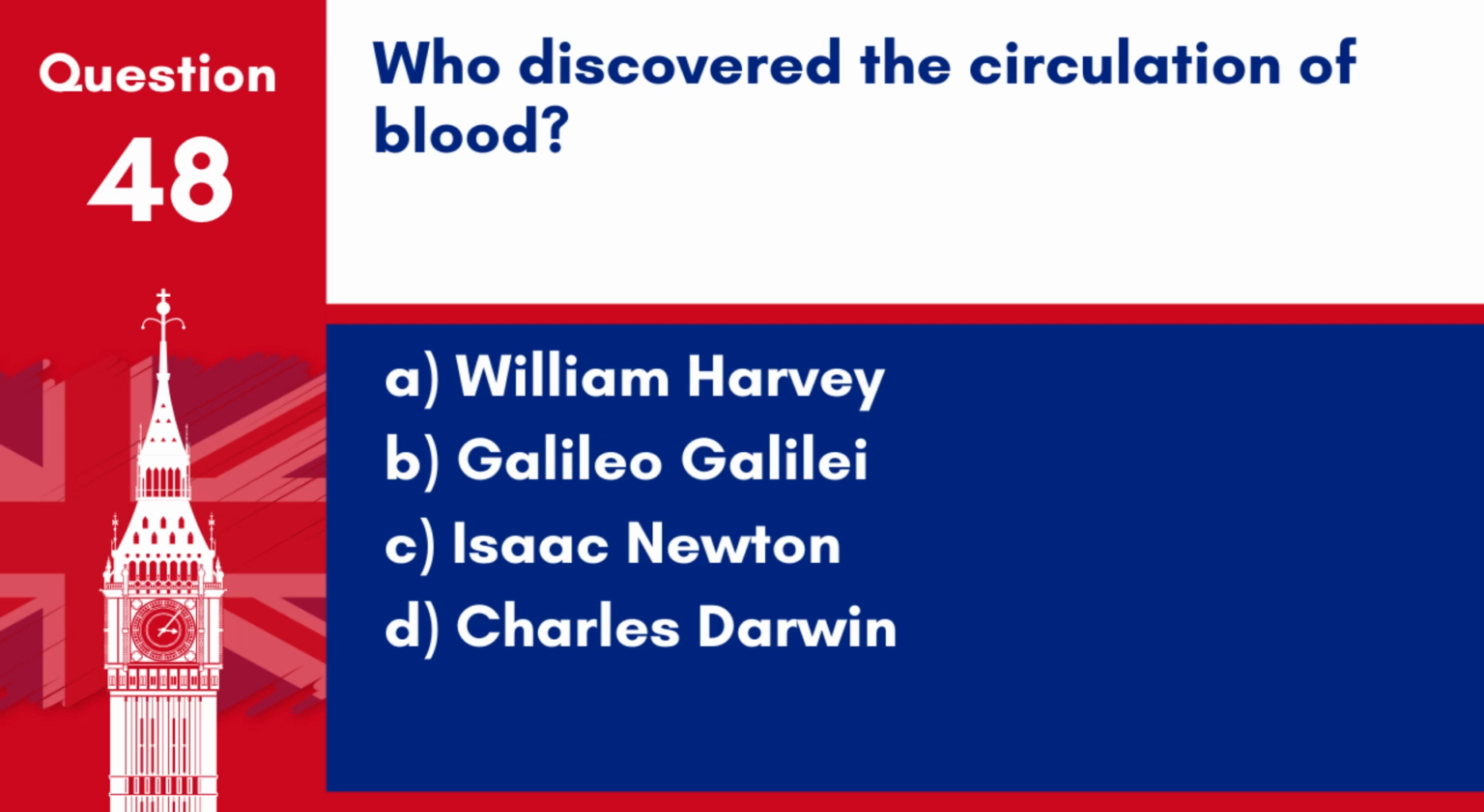Question 48. Who discovered the circulation of blood? A. William Harvey. B. Galileo Galilei. C. Isaac Newton. D. Charles Darwin. Answer. A. William Harvey. William Harvey is credited with discovering the circulation of blood.